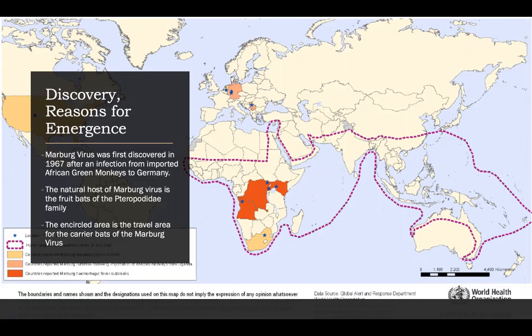The natural host for Marburg virus is a specific type of fruit bat, the Pteropodidae family, and as you can see in the picture in the background, that purple outlined area is actually the range that these fruit bats will travel. And even though Marburg virus has been pretty localized in Africa, they do have a very, very large range that they can cover, so there's a lot of opportunity for infection.